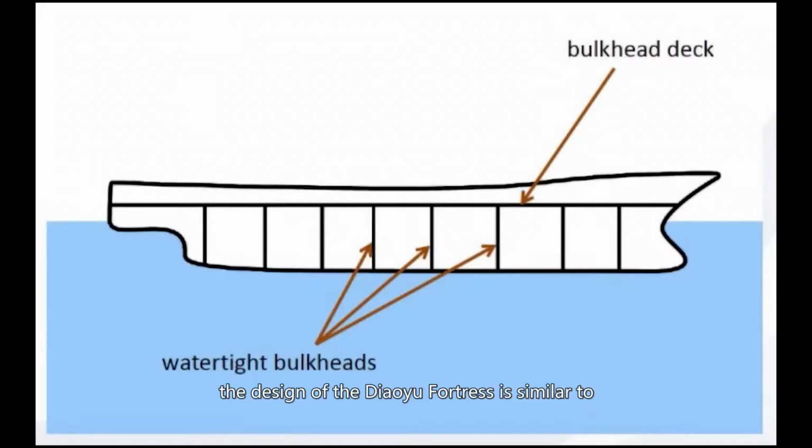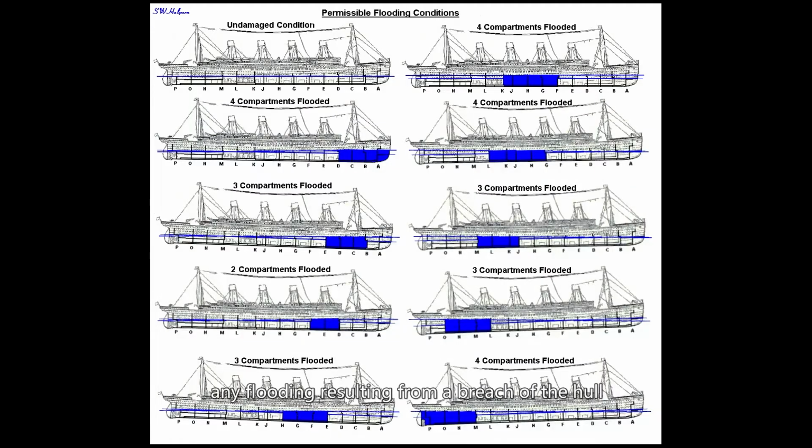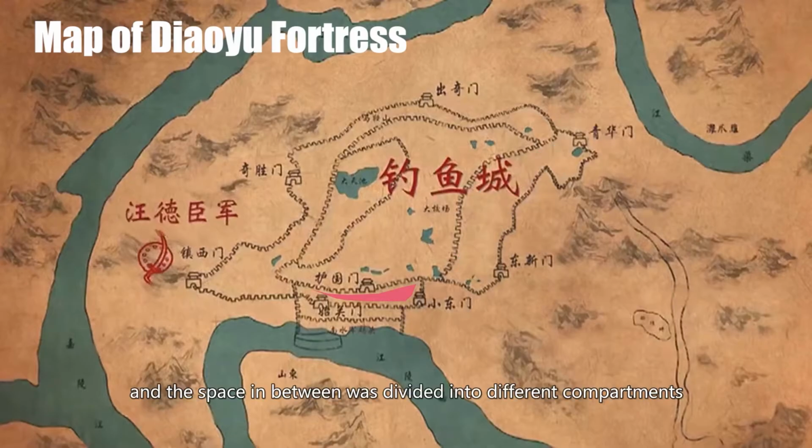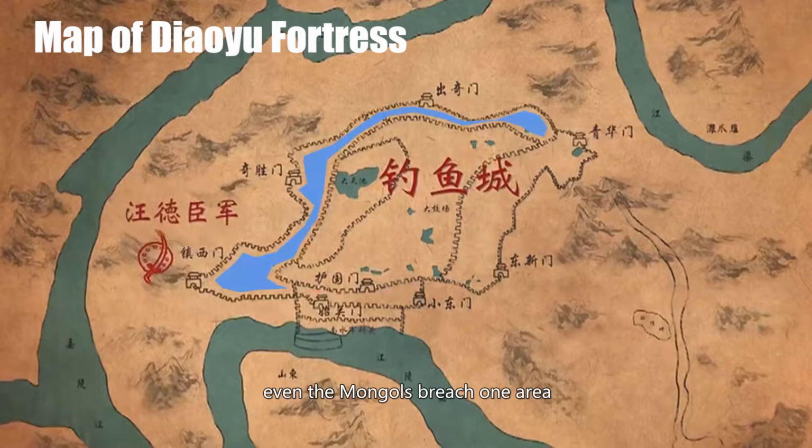The design of the Diaoyu Fortress is similar to vessels with watertight subdivisions. Any flooding resulting from a breach of the hull can be contained in the compartment where the flooding occurs. In the case of the Diaoyu Fortress, there are several layers of walls, and the space in between was divided into different compartments. Even if the Mongols breach one area, others would not be affected.